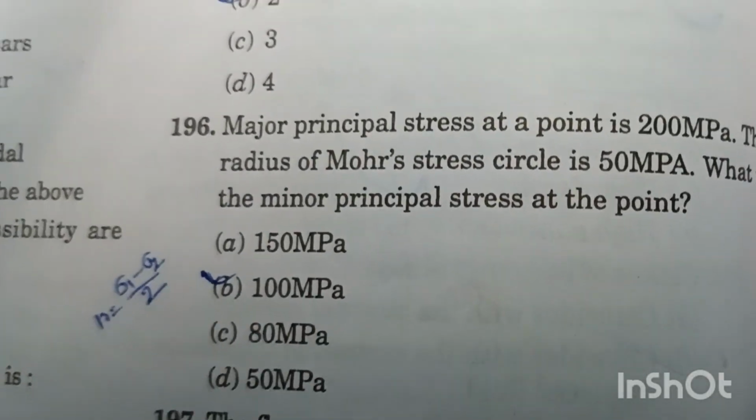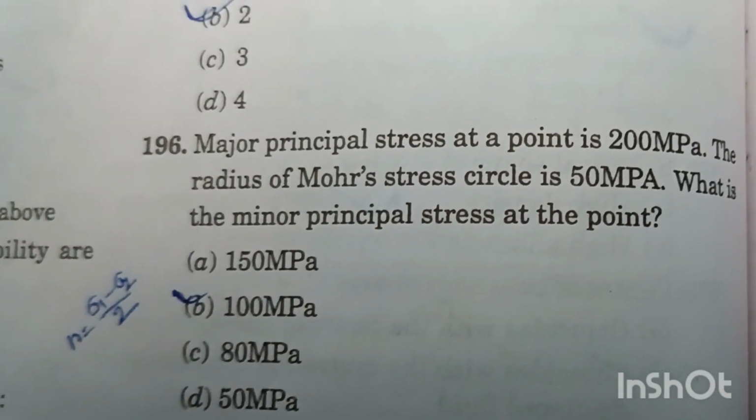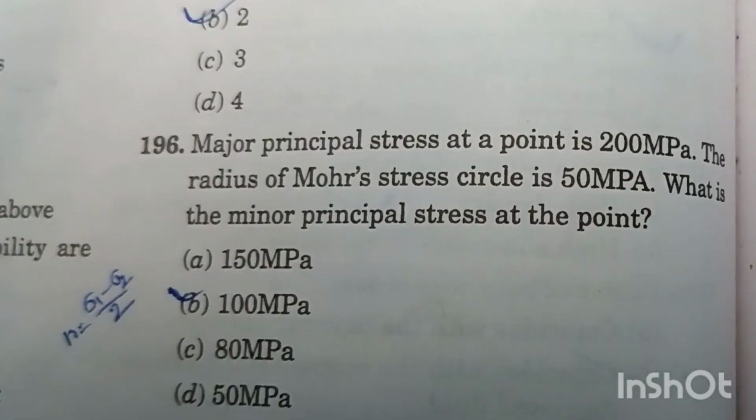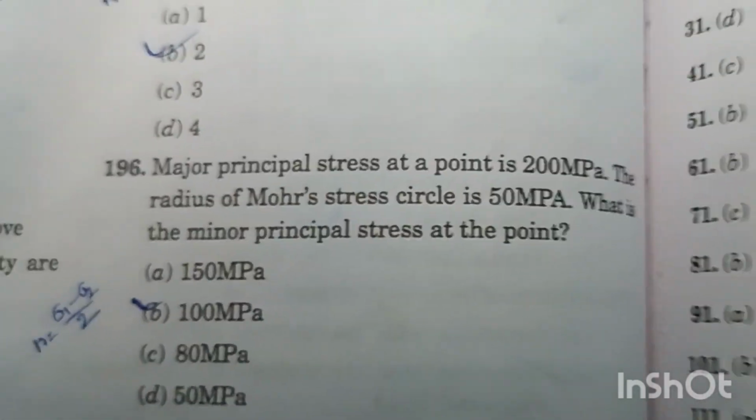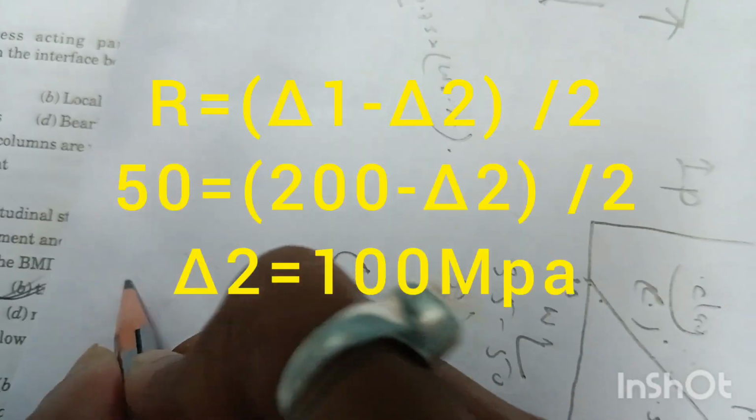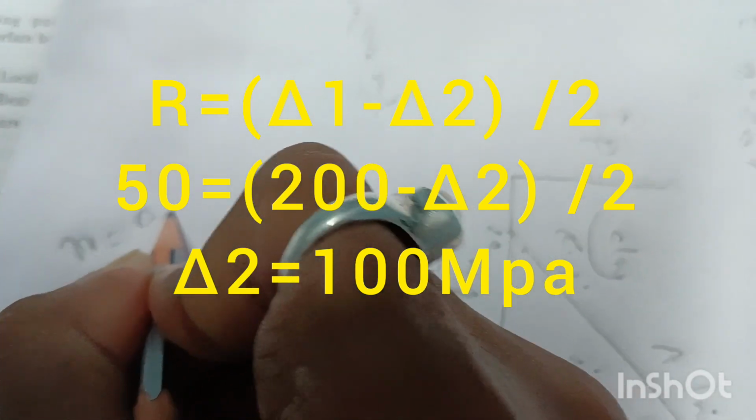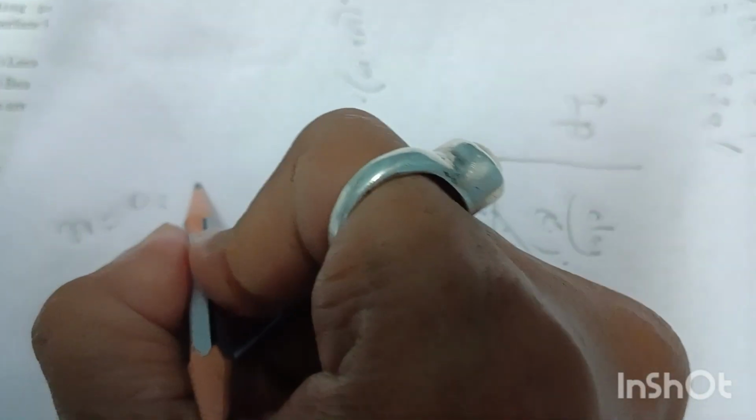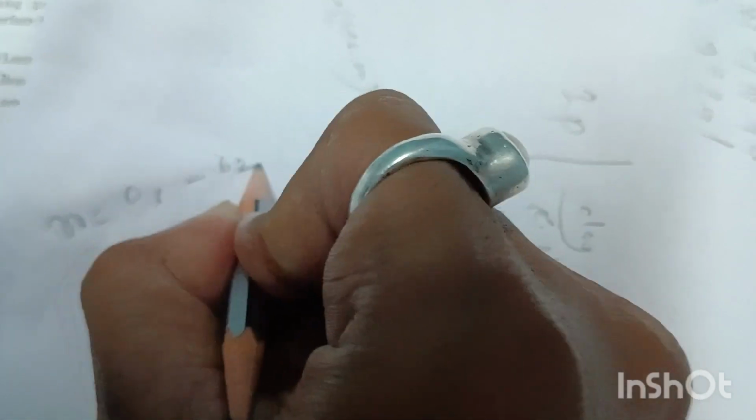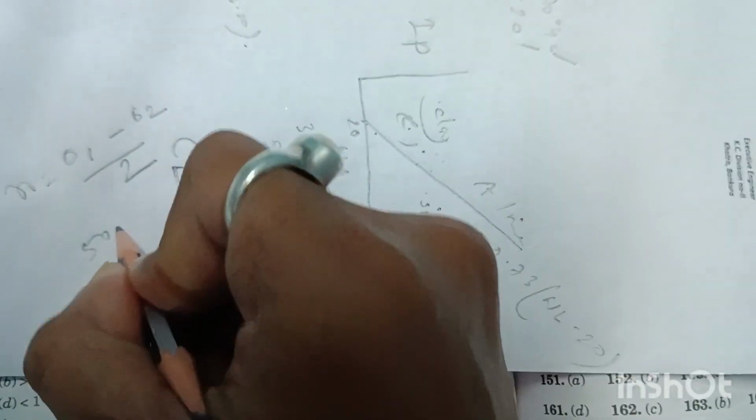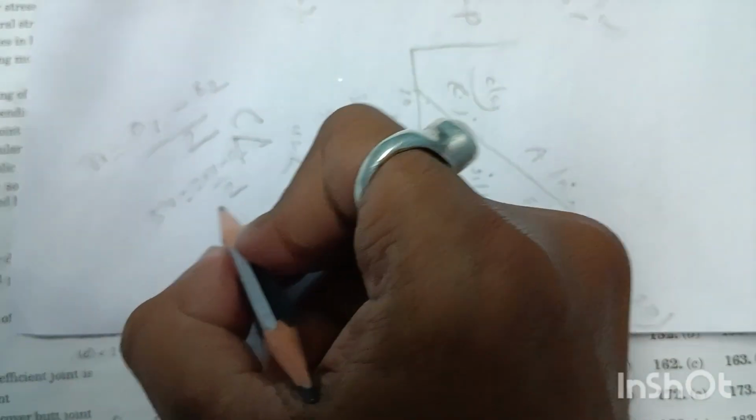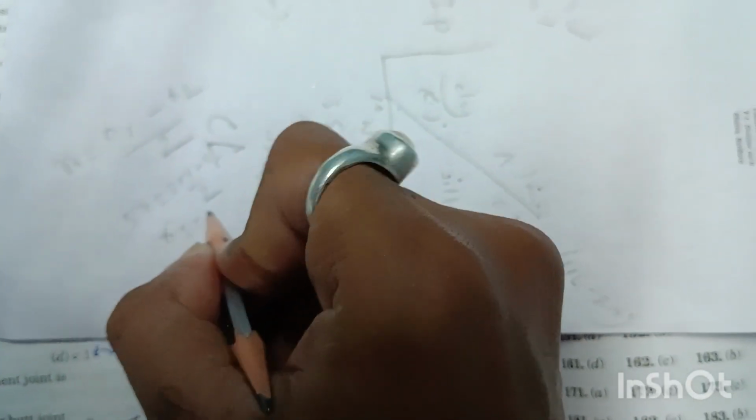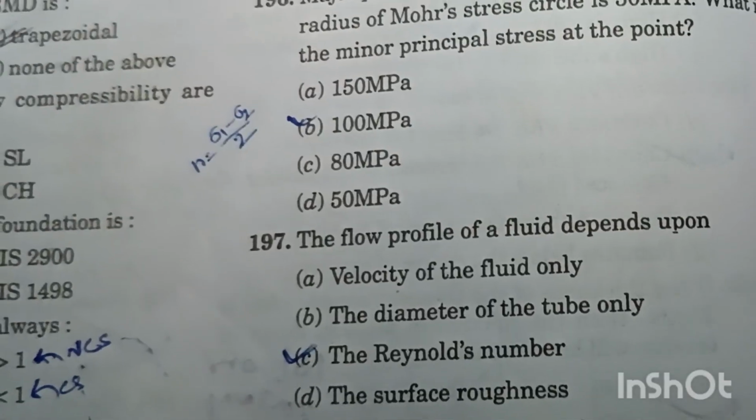Question number 196. Major principal stress at a point is 200 MPa. The radius of Mohr circle is 50 MPa. What is the minor principal stress at that point? Radius equals (major principal stress minus minor principal stress) divided by 2. 50 equals (200 minus sigma 2) by 2. So sigma 2 will be equal to 100 MPa. B is the right answer.